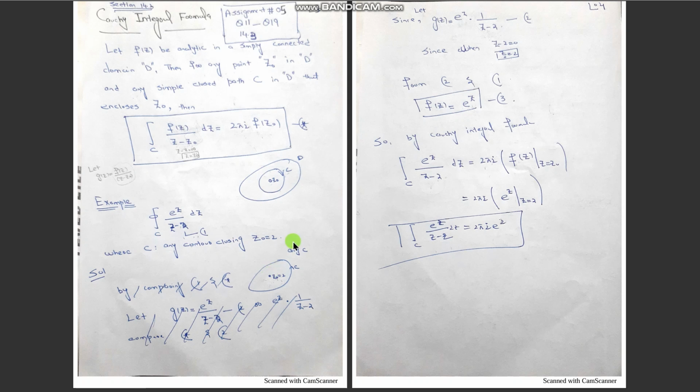Let this whole integrand e to the power z divided by z minus 2 be equal to g of z. We need to identify what our f of z is. Here in the formula we have f of z over z minus z naught. So if we take the whole integrand e to the power z divided by z minus 2, our singularity is z naught equal to 2, so our f of z is just e to the power z.